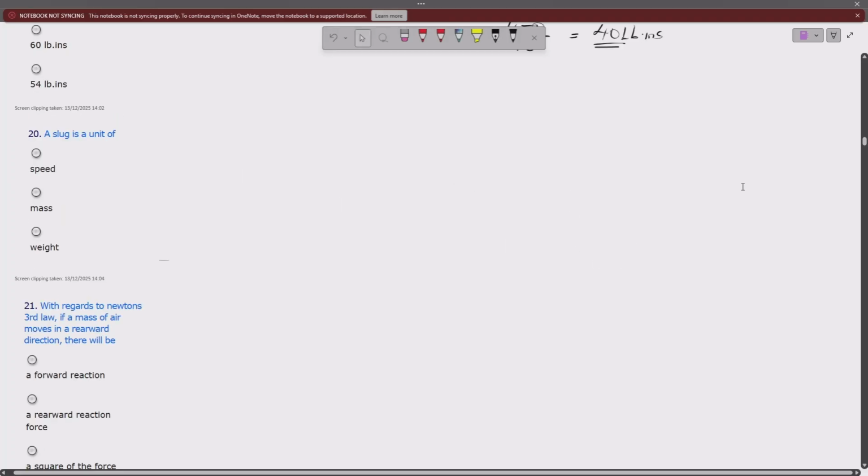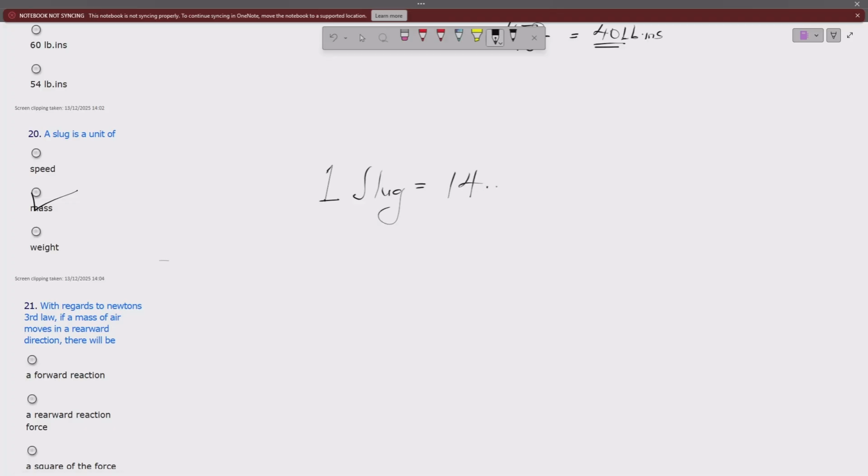Question number 20. A slug is a unit of mass. Sometimes it could ask you the value of a slug. So one slug equals approximately 14.6 kilograms.